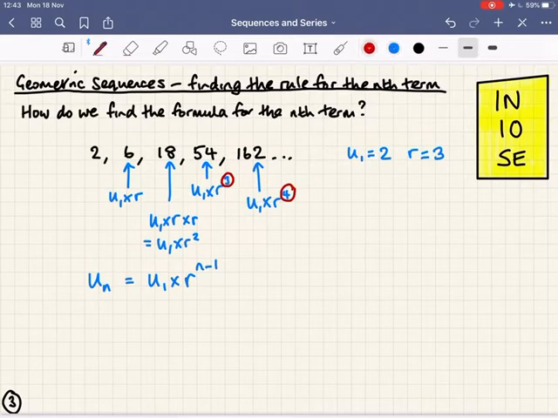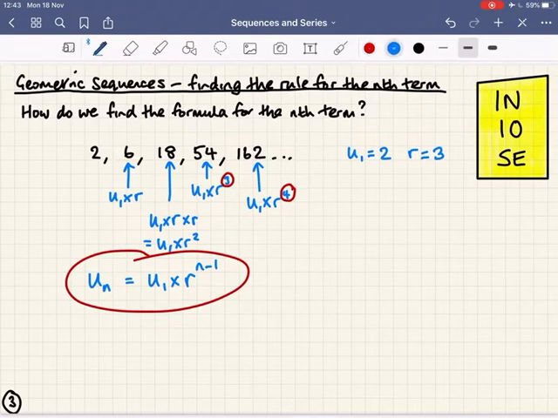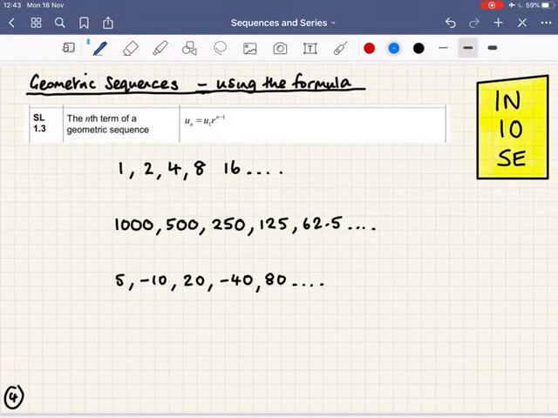And there is a very, very important formula that we need to know for working out the nth term of a geometric sequence. And sure enough, there it is appearing on the formula booklet. You don't have to learn it. It's there for you if you forget it, but it's a nice easy one to remember.